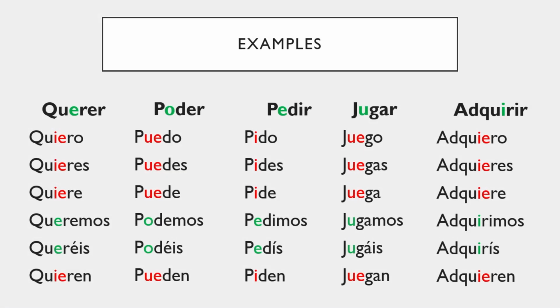And here are some examples. Querer means to want, becomes yo quiero, tú quieres, él, ella, usted quiere, nosotros queremos, vosotros queréis, ellos, ellas, ustedes quieren. Poder, puedo, puedes, puede, podemos, podéis, pueden, means can. Pedir means ask. Jugar means play. Adquirir means acquire. You can pause the video even if you want to write these, but that may be too much at this stage. For now, just observe.